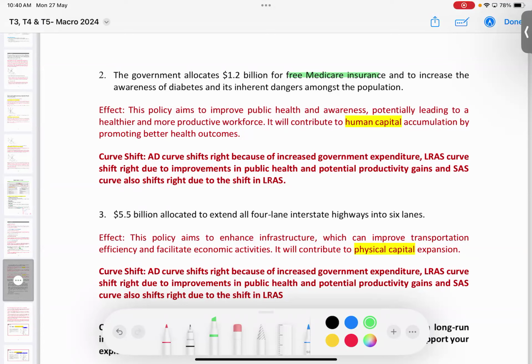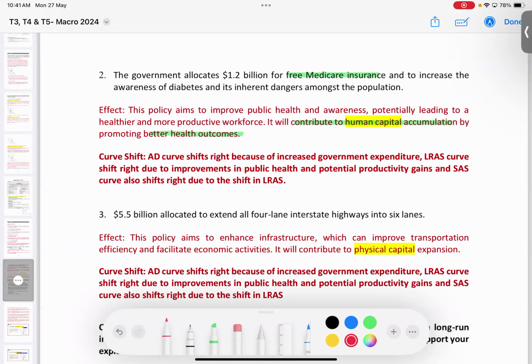So free medical insurance means we are concerned about the health of the workers, the health of the people. Therefore, this will affect human capital, because you want your workforce, your workers, to become healthy. So this will contribute to human capital accumulation by promoting better health outcomes. So what about the shift then?